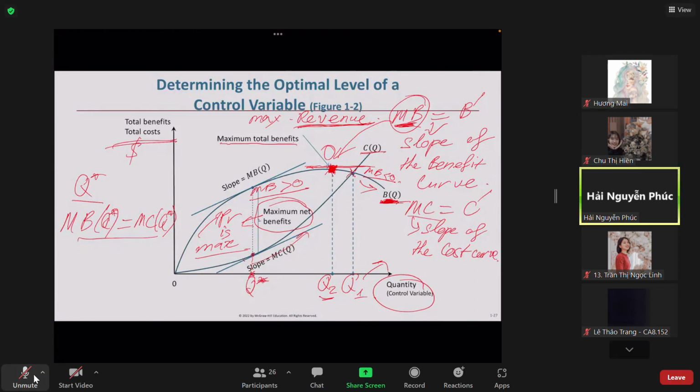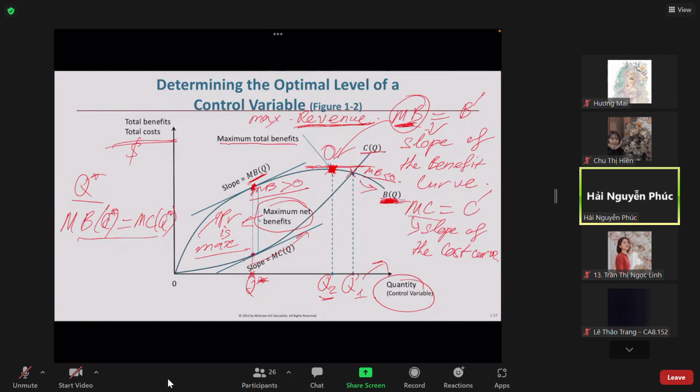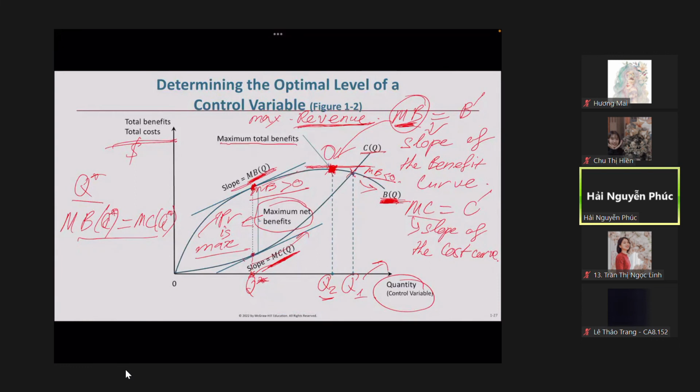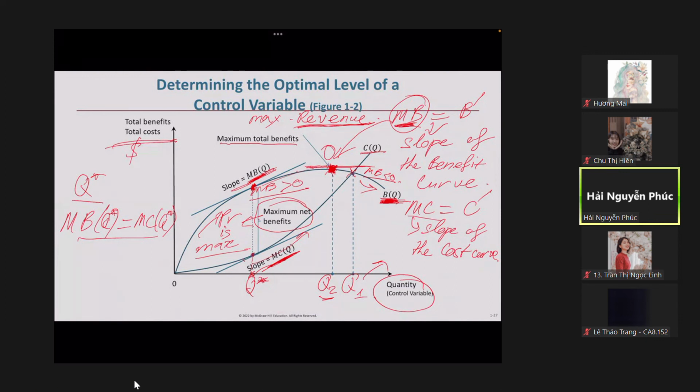Ví dụ như cái slope, tức là cái hệ số góc của cái đường lợi ích tại cái điểm này, nó chính là hệ số góc của cái đường tiếp tuyến, đúng không? Hoặc là cái đường tiếp tuyến ở đây và ở đây nó song song với nhau. Anh em học toán thì biết là hai đường thẳng song song với nhau khi nào? Không nhớ à? Hai đường thẳng song song với nhau khi nào? Khi mà hệ số góc của nó bằng nhau, có nhớ không nhỉ?